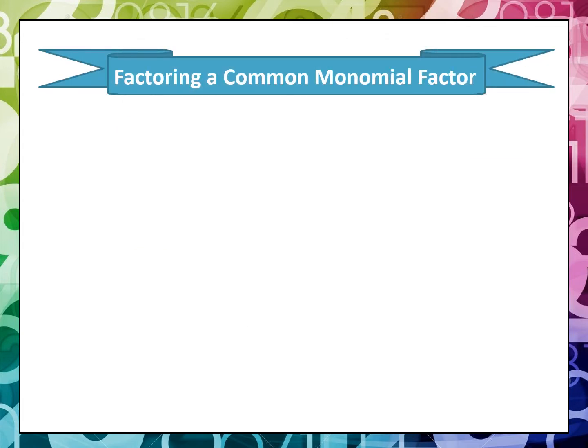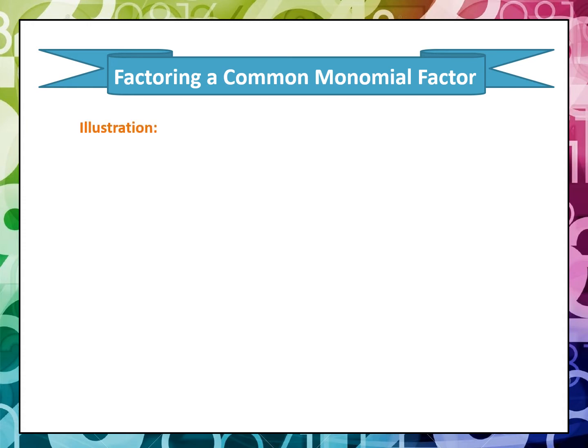Factoring a common monomial factor. If each term of a polynomial contains a common monomial factor, then the polynomial can be expressed as the product of this monomial factor, and the quotient is obtained by dividing the original polynomial by the common factor. This procedure is justified by the distributive property.